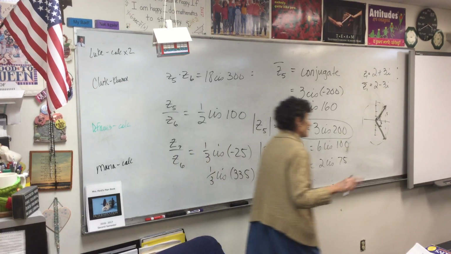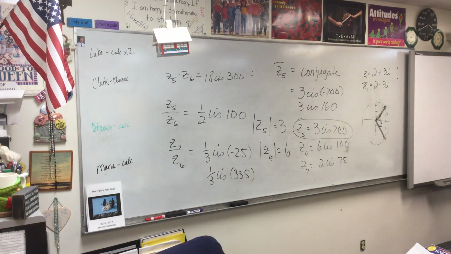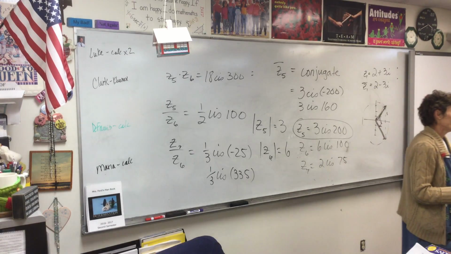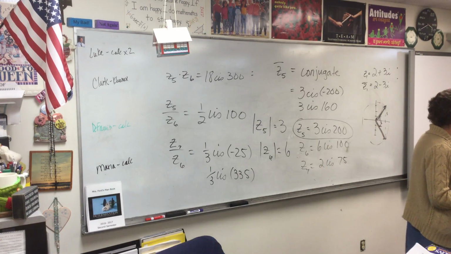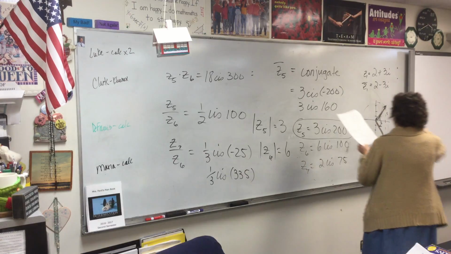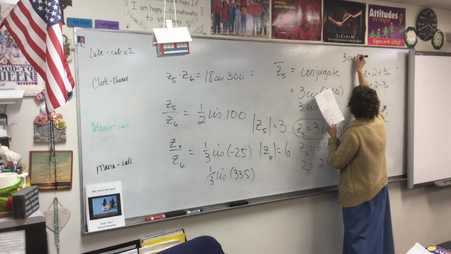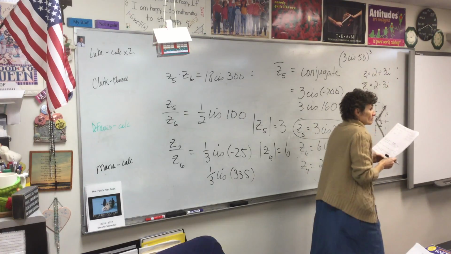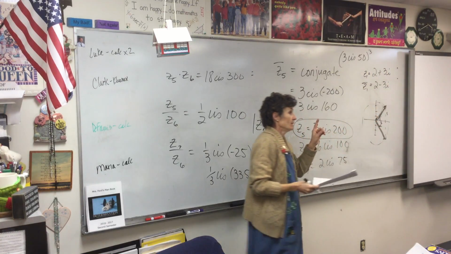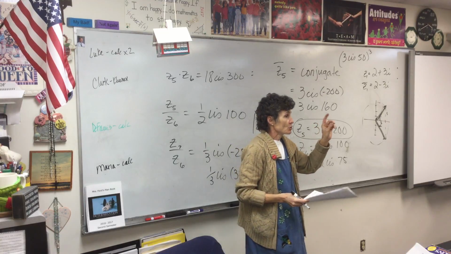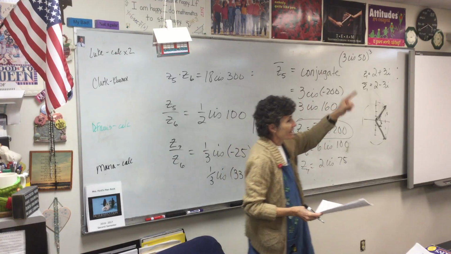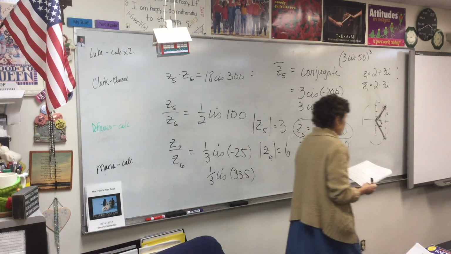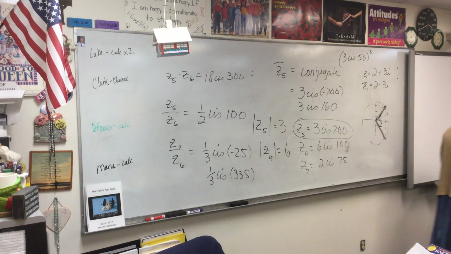Last thing. We didn't ever do that. Last quiz question at the bottom. But you can do it. It says 3CIS 50 to the third power. You know this. What's the answer? 27 CIS 150. 27 CIS 150.